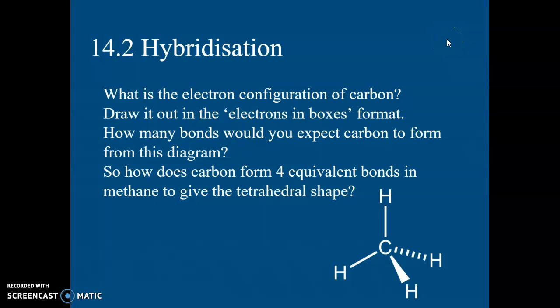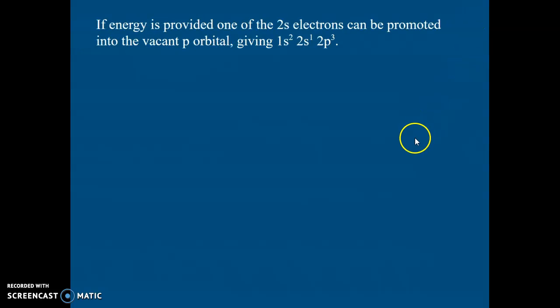So, what's the solution to this little conundrum? Well, the clue's in the title, obviously. It's to do with this thing called hybridisation. If we look back at the carbon electron configuration, if we provide a little bit of energy to one of the 2s electrons, it can be promoted into the spare p orbital. Why do you think that might be favourable? If you said it reduces repulsion, then you've got the right answer.